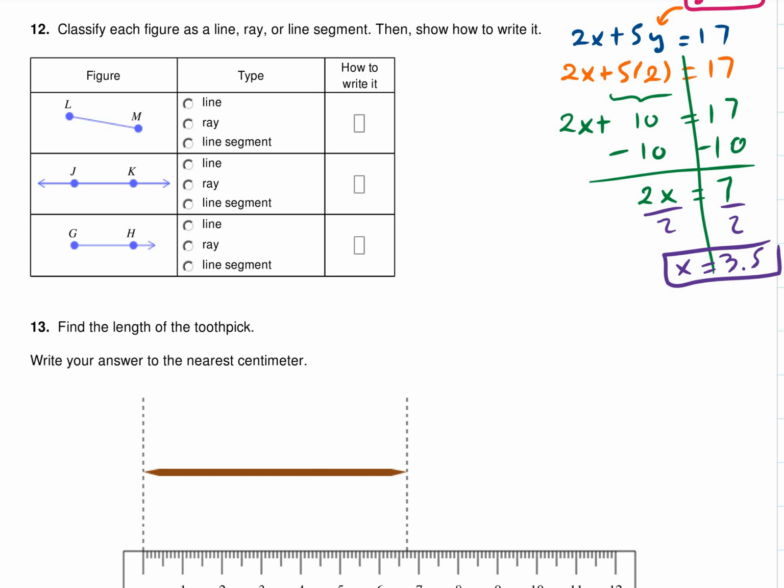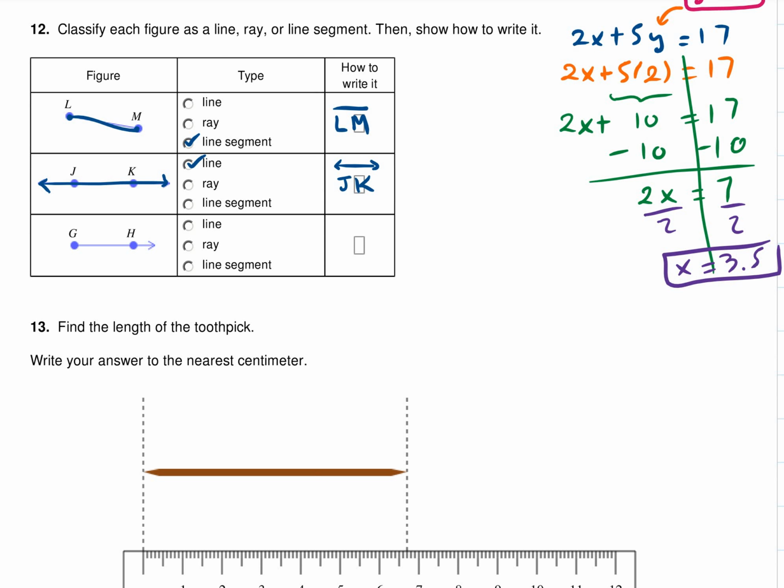Number 12, classify each figure as a line, ray, or line segment, then show how to write it. So first one, if you have a length with 2 ends, that will be a line segment. And how to write this, you're going to put LM and put a bar on top. That's it. If there's a segment that extends forever on both sides, which has the arrows, that stands for a line because they never stop. To write this answer, you're going to put JK and a bar with 2 arrows on top.